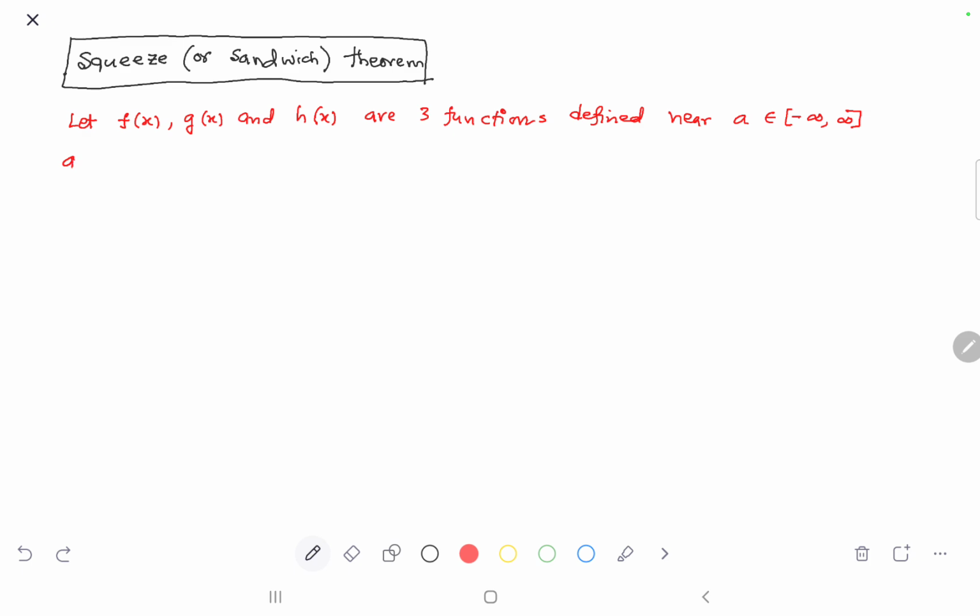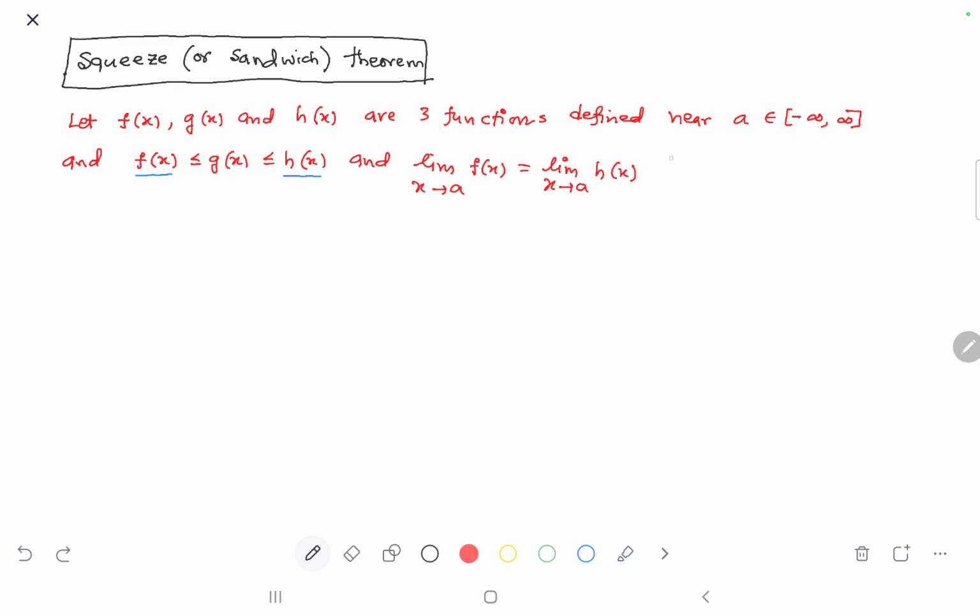And f(x) is less than or equal to g(x), which is less than or equal to h(x), and the limit as x tends to a of f(x) equals the limit as x tends to a of h(x). So this function's limit and this function's limit are the same. The f function and h function have the same limit at the point a.